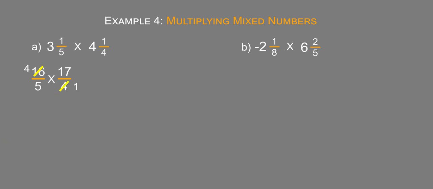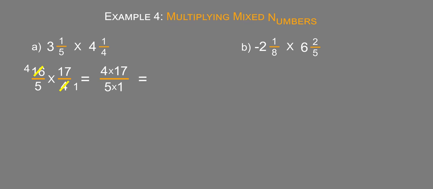And that's going to make this problem a little simpler, because now we're going to have 4 times 17 over 5 times 1. And 4 times 17 is a little bit easier than 16 times 17, so this helps us out quite a bit. 4 times 17, that's going to be 4 times 10 is 40, and then 4 times 7 is 28, so that's going to be 68. And again, that's still over 5 times 1 is 5. And now we have 68 fifths.